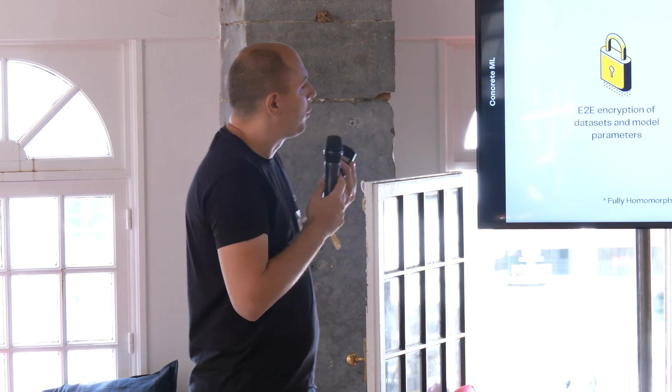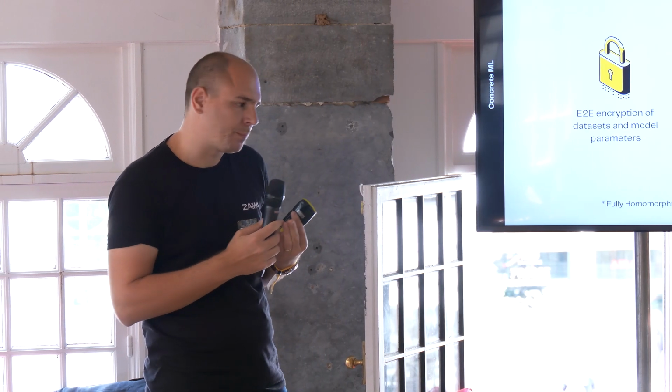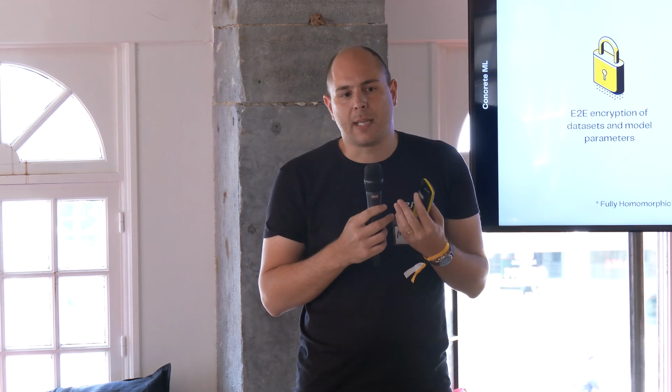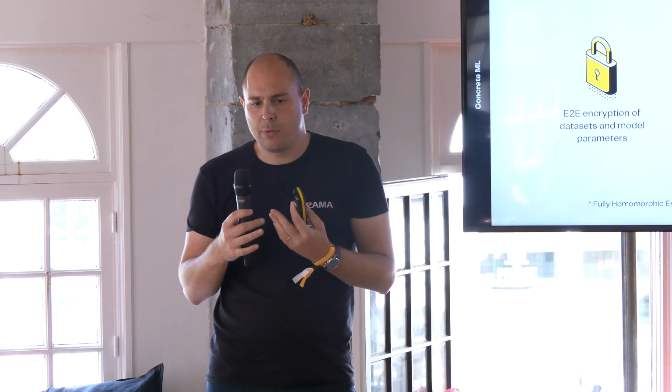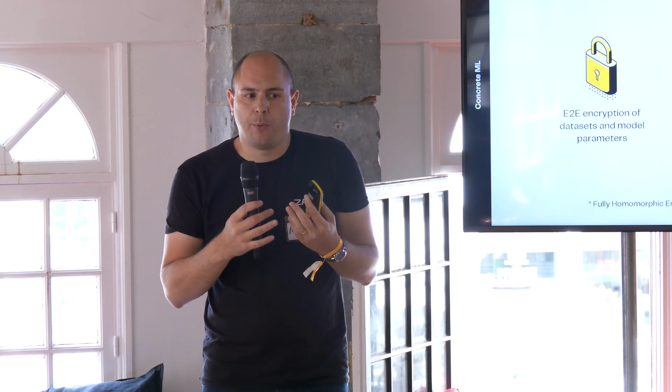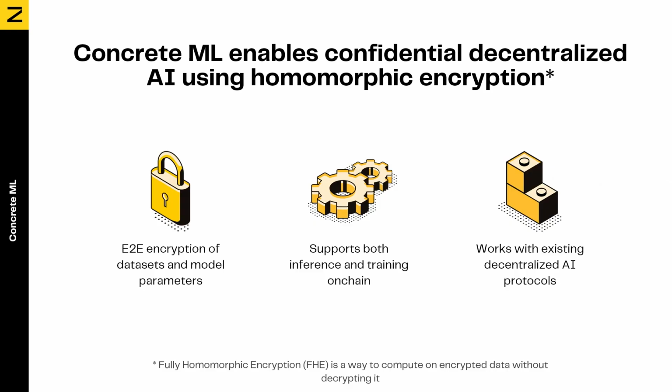So Concrete ML enables encryption of data sets and model parameters. And it supports both inference and training on chain. So that means that training and inference can be implemented as smart contracts to orchestrate the distribution of the AI workloads. And these smart contracts can pull in data that is stored either on-chain or off-chain, or on something like IPFS and is linked on-chain. So all of these use cases are possible. We can store large amounts of data off-chain and use them in the smart contracts because with FHE we can provide access control to this data.